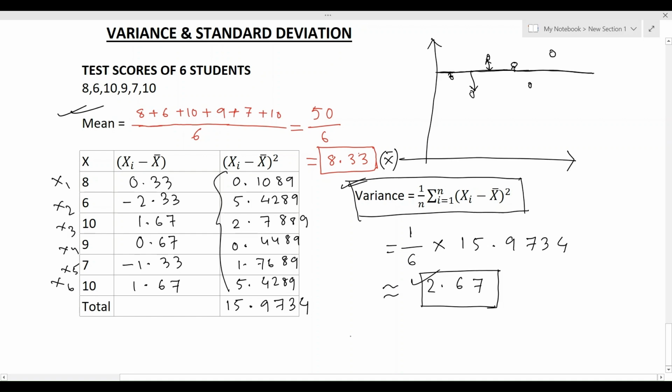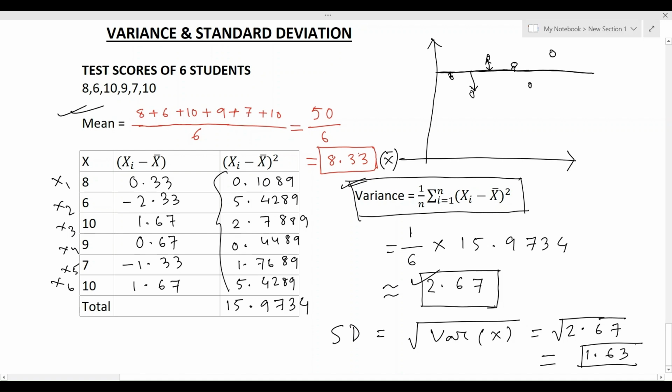And what is standard deviation? Standard deviation is nothing but the square root of the variance. If you take the square root of the variance, you will get the standard deviation. Here, our standard deviation will be square root of 2.67, which is equals to 1.63. So this is the standard deviation. So this is how you have to calculate the variance and standard deviation for a given data set.